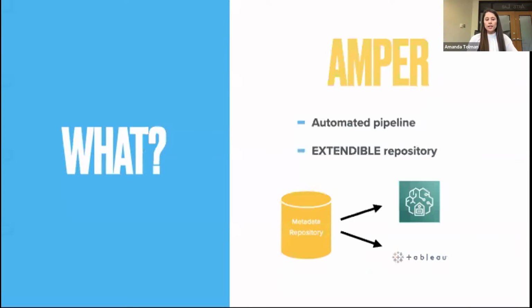AMPER is an automated pipeline whose goal is to provide researchers with large data sets by continuously collecting news articles from multiple sources and storing them in a metadata repository. AMPER can be easily extended to feed the data into tools like Tableau Desktop to visualize the data, or tools such as AWS Ground Truth to create labeled data sets for machine learning algorithms.